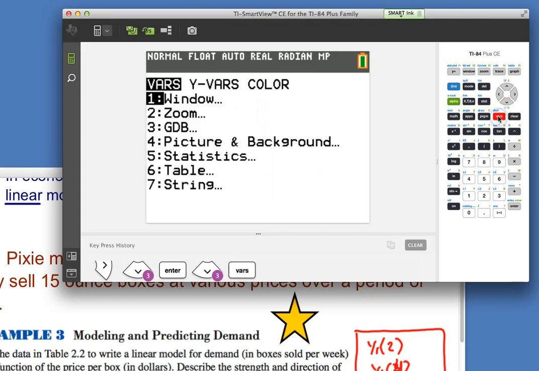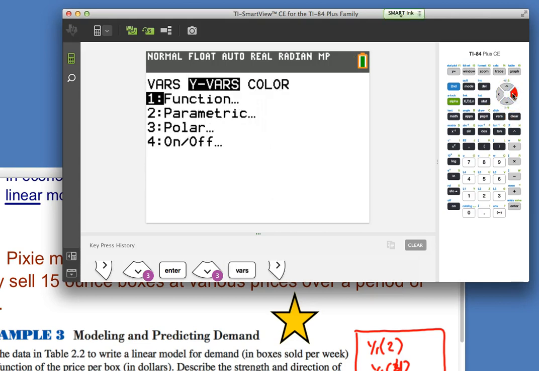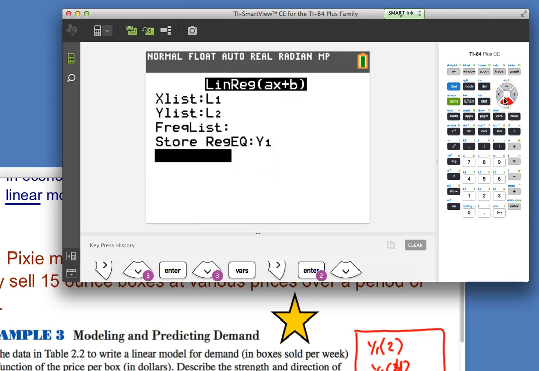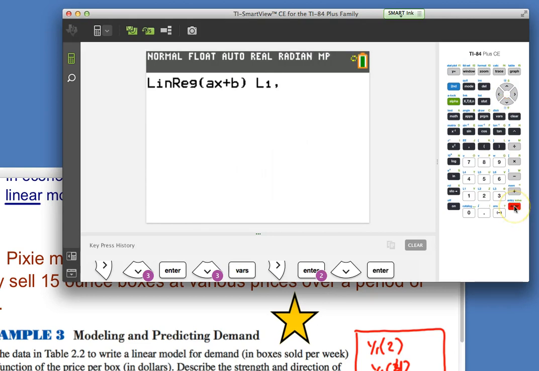I'm going to use the stored data. So I want to go to vars. I want to go to Y vars, and I want to be at function. And I'm going to store them in Y1. I'm going to hit enter. And so that's there. And I'm going to hit calculate. And I hit enter there.